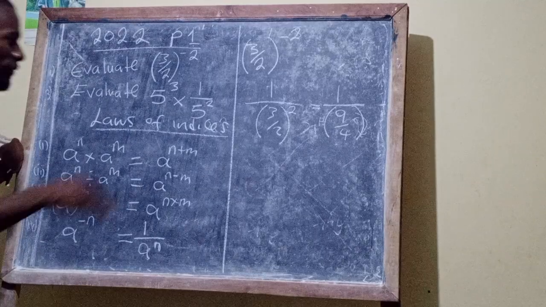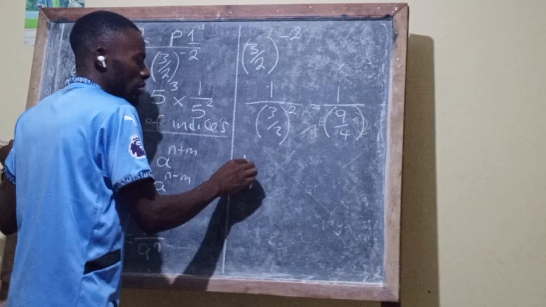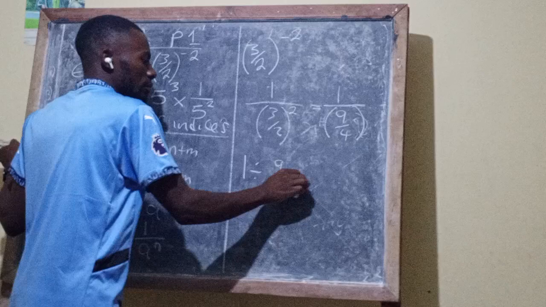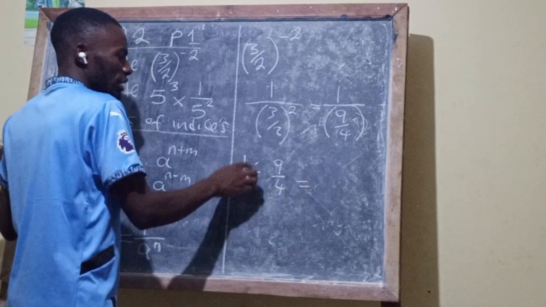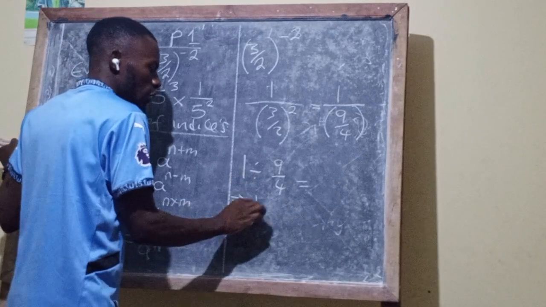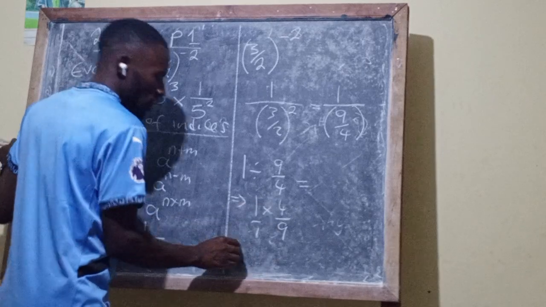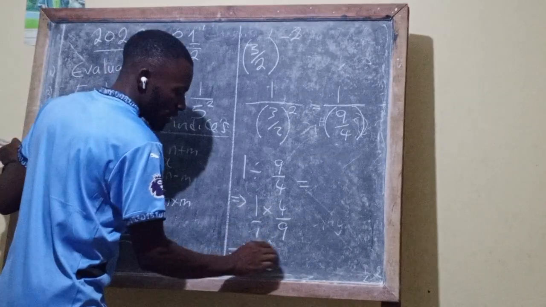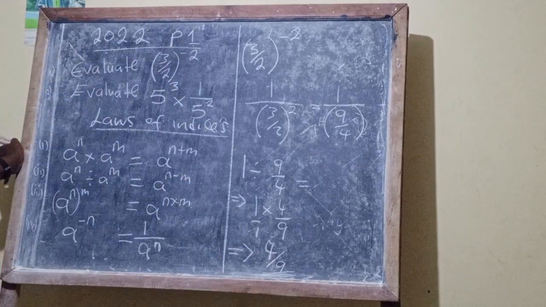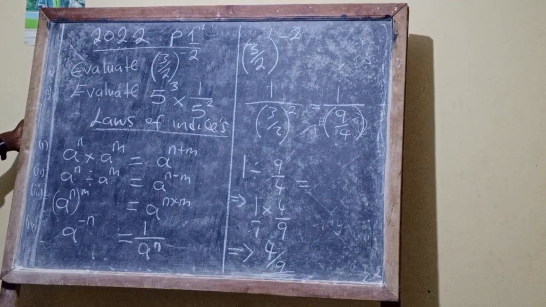So in other words, before we go to that one, how does this one happen? You can do it like this: 1 divided by 9 over 4. Where now we change this division into multiplication, you're going to have 1 multiplied by 4 over 9. Then when you multiply here, your answer is going to be 4 over 9. That is your final answer. Let's go to the other one.